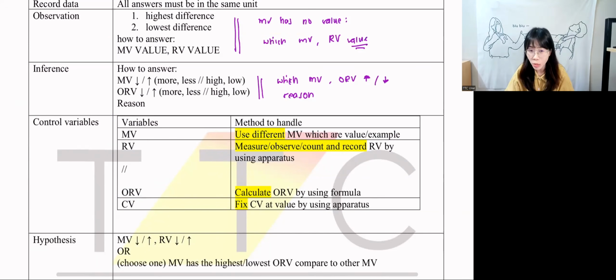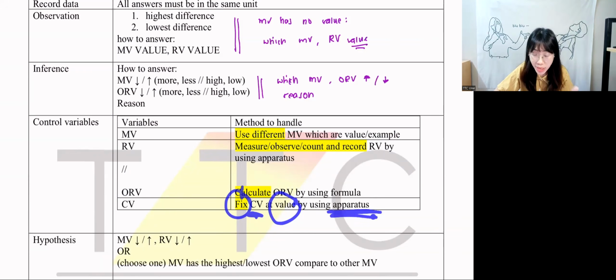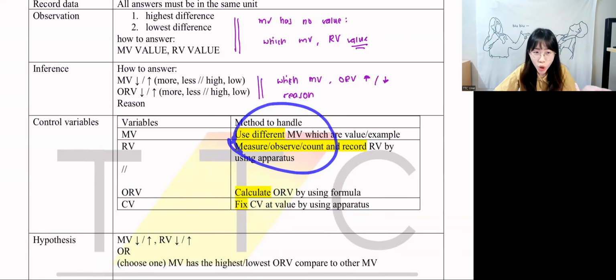Okay, next we have control variable. If you want to write method to handle for control variable, we have to use the word fix. Let's say fix distilled water at 20 ml by using measuring cylinder. You have to fix your constant variable at which value. What is the value that you want to fix? 20 ml or 10 ml or 30 ml. You have to write the value by using what apparatus? Measuring cylinder. As long as you can measure, can already lah. Depending on what apparatus they give to you. So this is how we control variables by using method to handle.